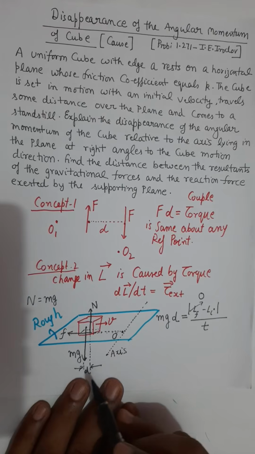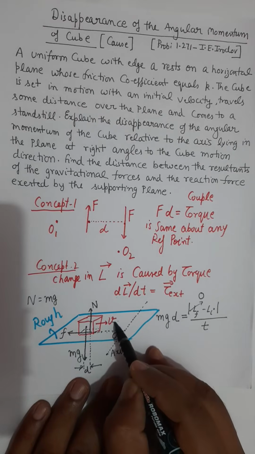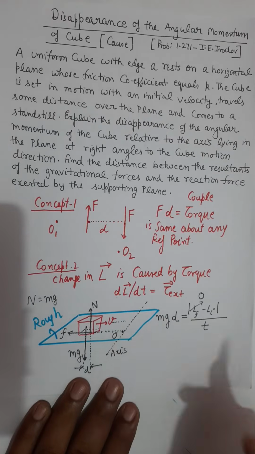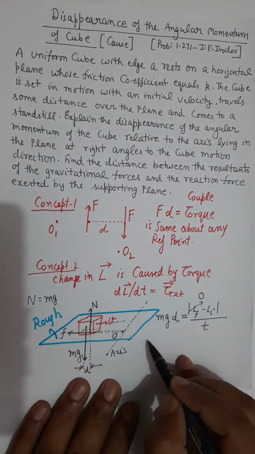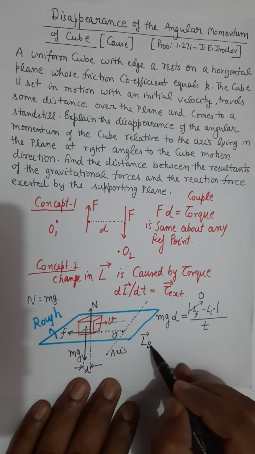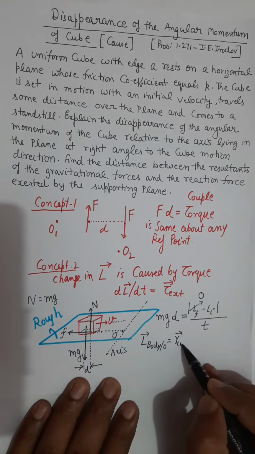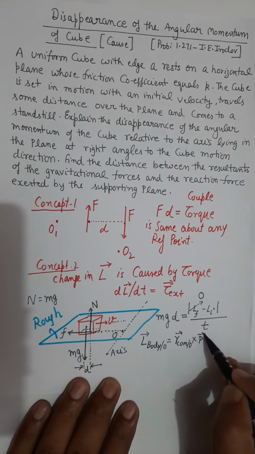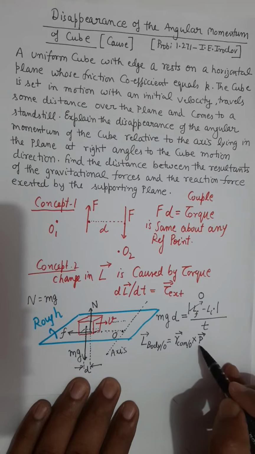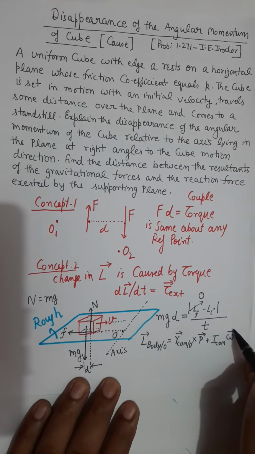What is the initial angular momentum of this rigid body relative to point O? Well, the angular momentum of any rigid body relative to any point O is defined as the position of its center of mass relative to point O cross the linear momentum of the object, plus the moment of inertia about the center of mass times its angular velocity.